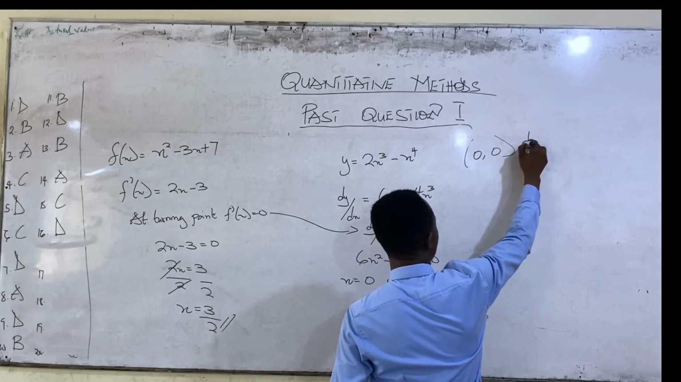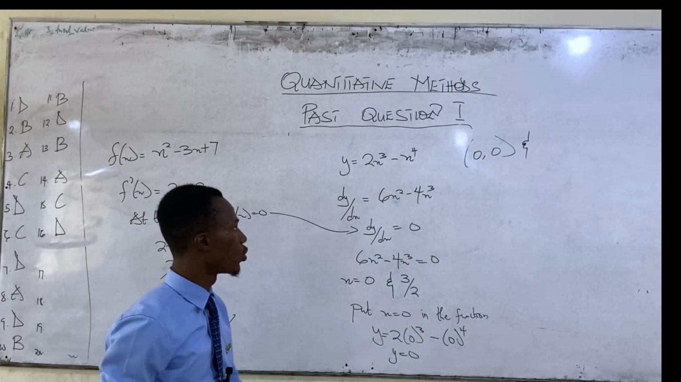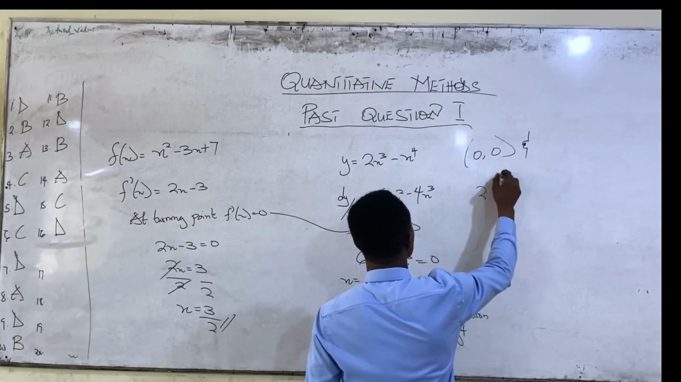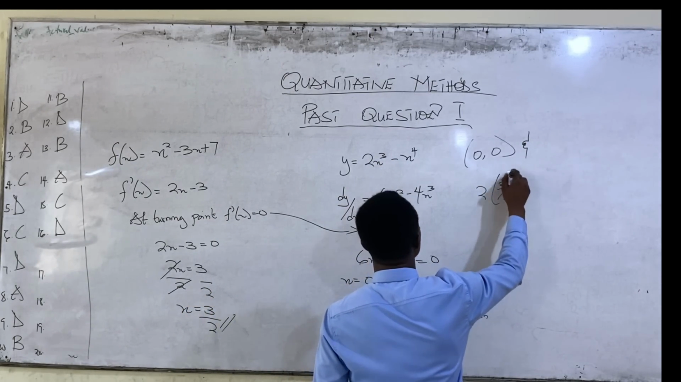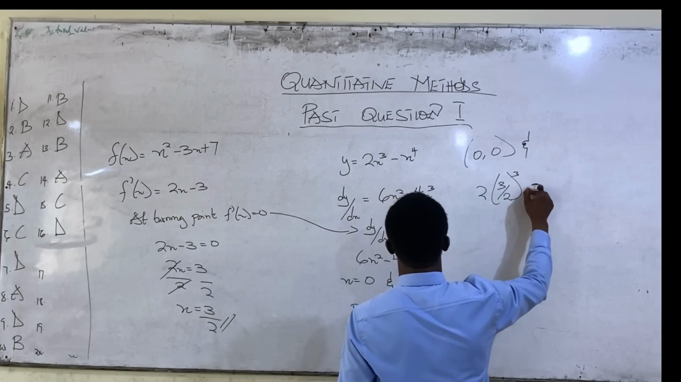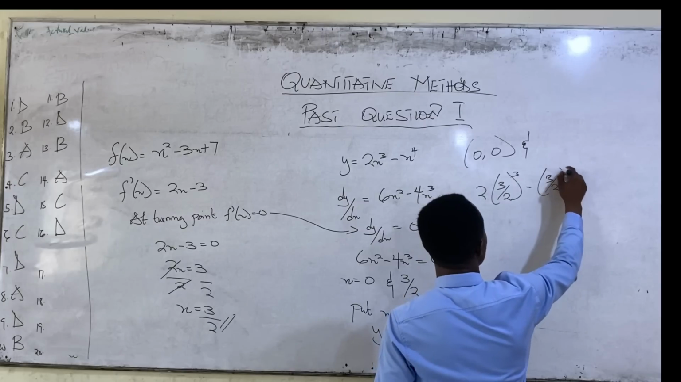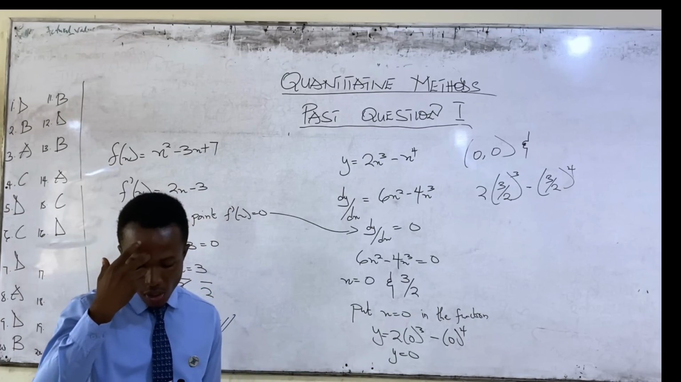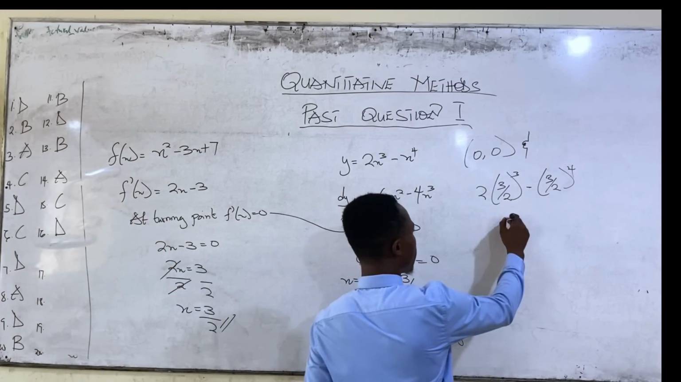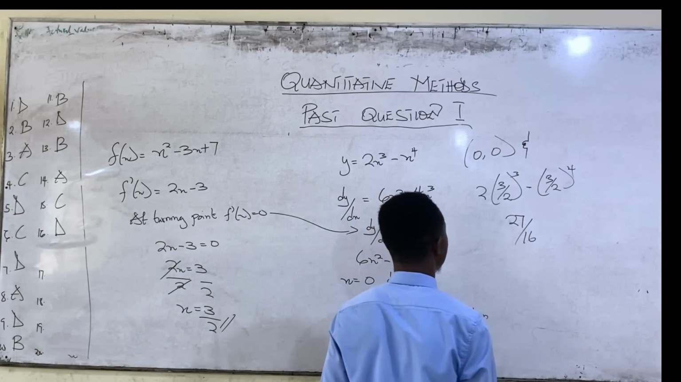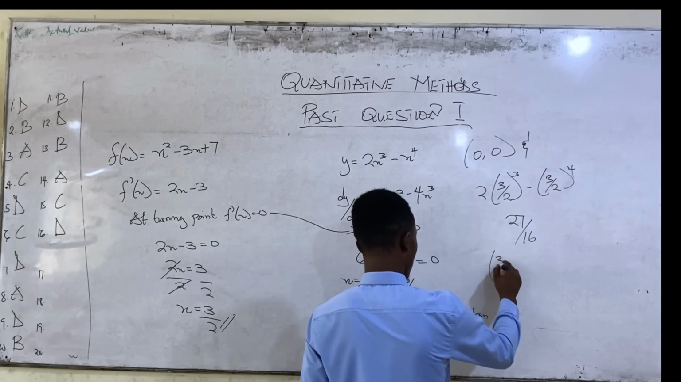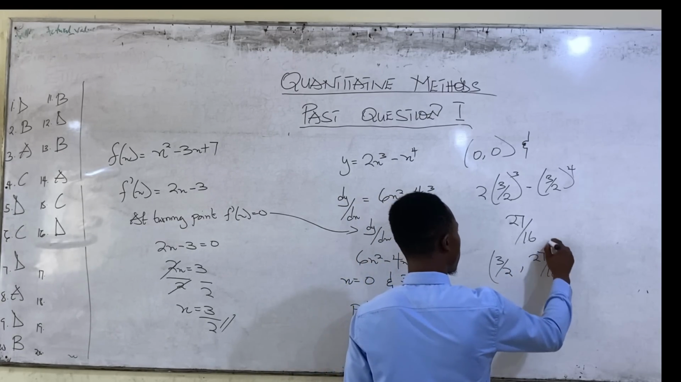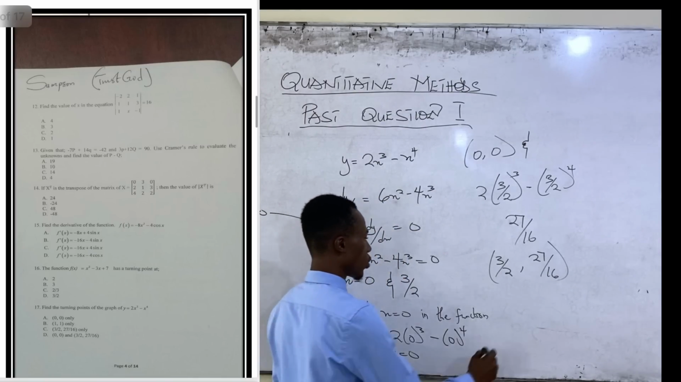So let's check for the other point, that is 3 on 2. So we are going to substitute 3 on 2 here. So that one is going to give us 2 times 3 on 2 exponent 3, then minus 3 on 2 exponent 4. Okay, so when you put this on the calculator, you are going to get 27 on 16. So it means whenever x is equal to 3 on 2, y is 27 on 16, right? And the correct answer for this is option D.